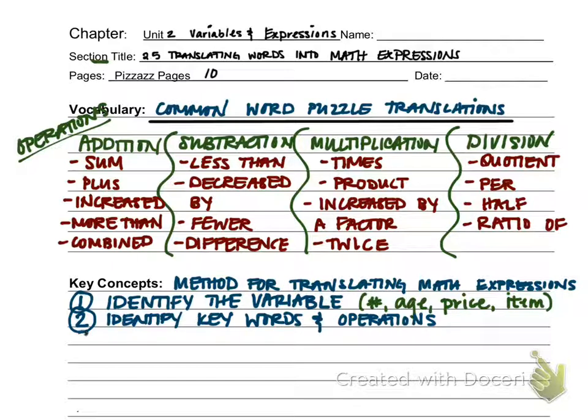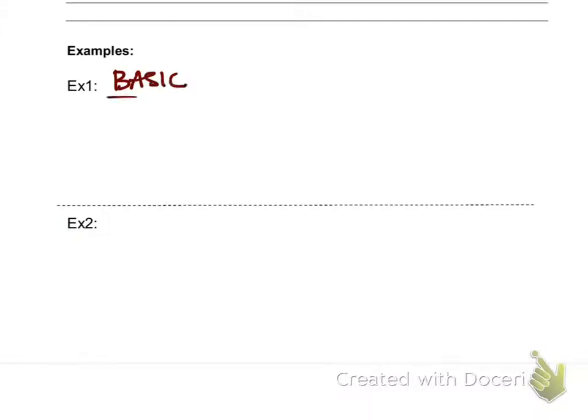Now the third item that we're going to take a look at is to translate and check the reasonableness. Once we translate an item, particularly an English phrase, we want to make sure that what we wrote for our math expression makes sense, that it works with the situation that we've been talking about. So that reasonableness check is a really nice piece. Let's take a look at a couple of examples that give us some more basic operations and then some that will give us multiple operations.